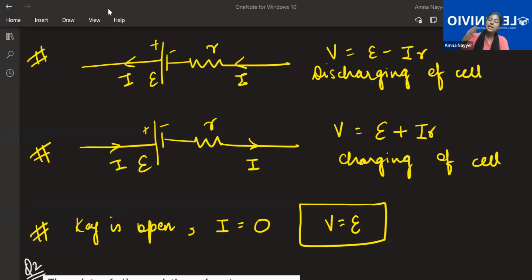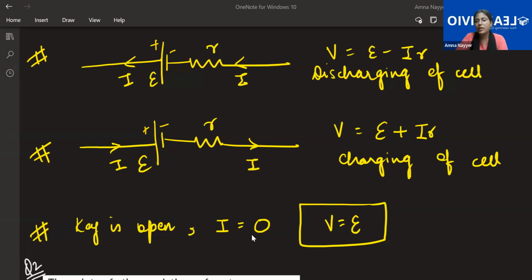The cell is giving the current out from the positive terminal. If you reverse it, the current comes from the negative terminal and enters through the positive, just opposite. That shows the charging of a cell. In discharging of a cell, the current comes out from the positive terminal and enters the negative terminal. In charging of a cell, the current comes from the negative and enters the positive. Here the formula is V is E plus Ir instead of E minus Ir. So this is the difference.